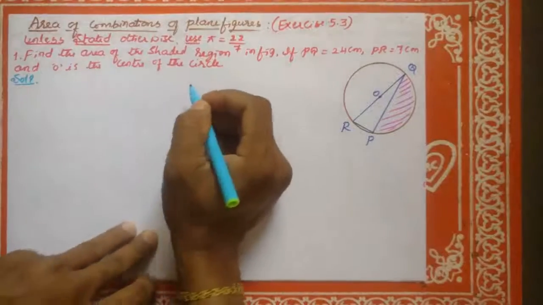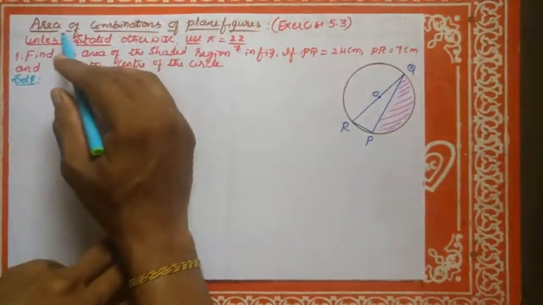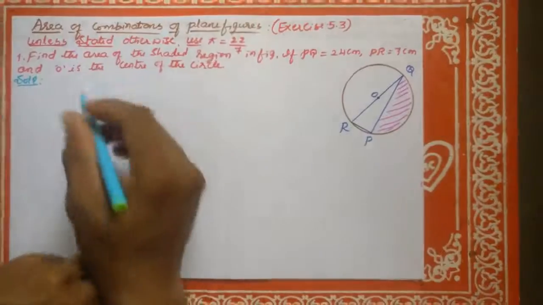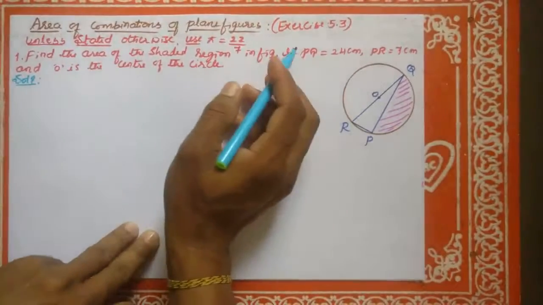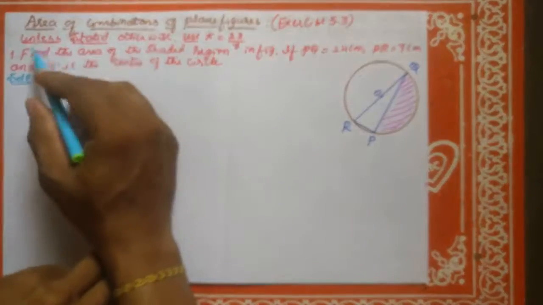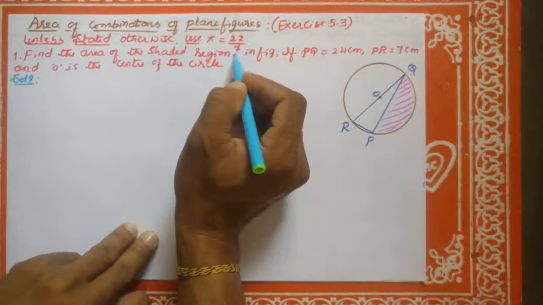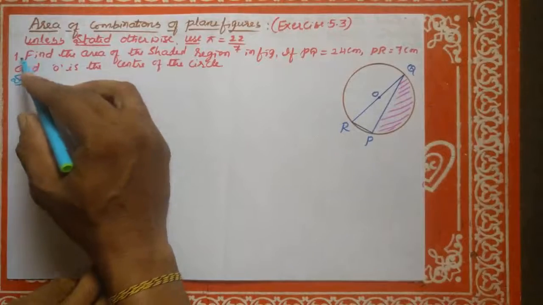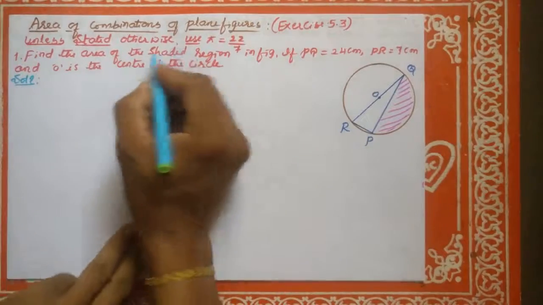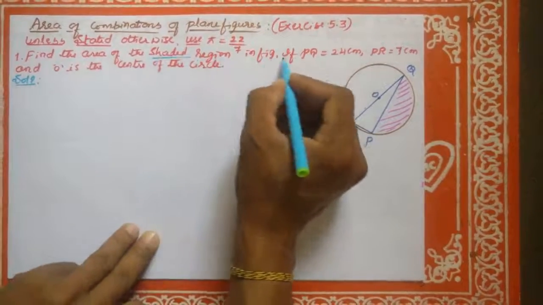In this class you are going to learn about exercise 5.3, area of combination of plane figures. This is a lesson from Areas Related to Circles. Unless stated otherwise, use the value of pi as 22 divided by 7. Here we have the first question: find the area of the shaded region in the given figure.